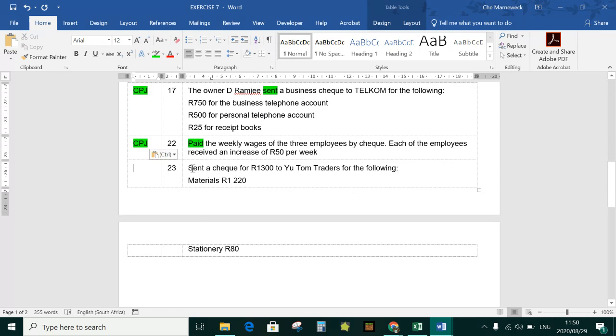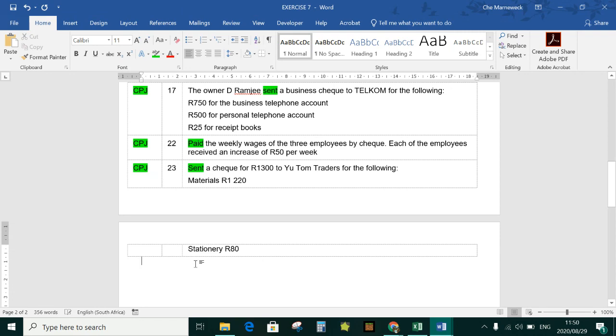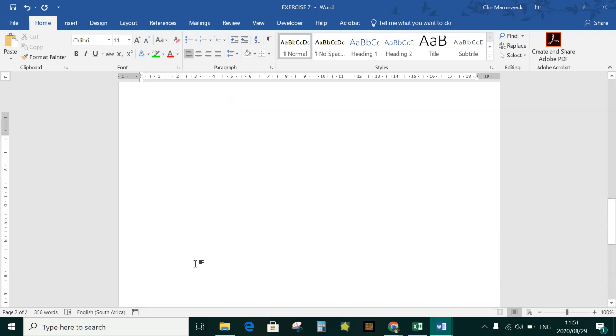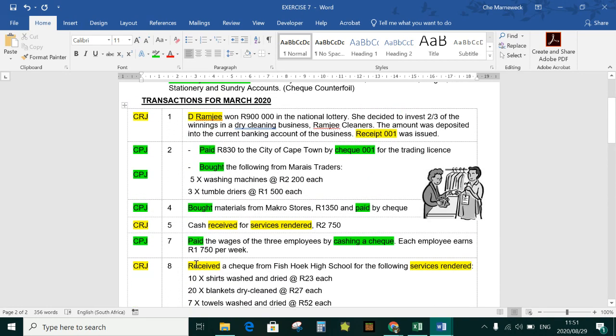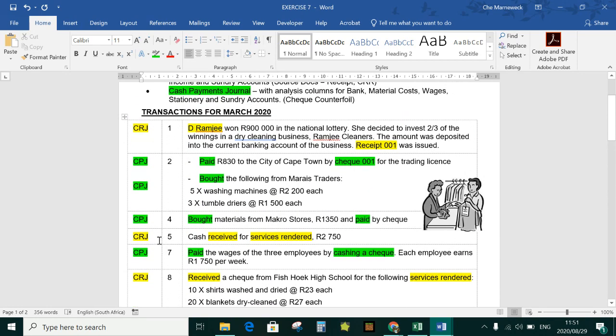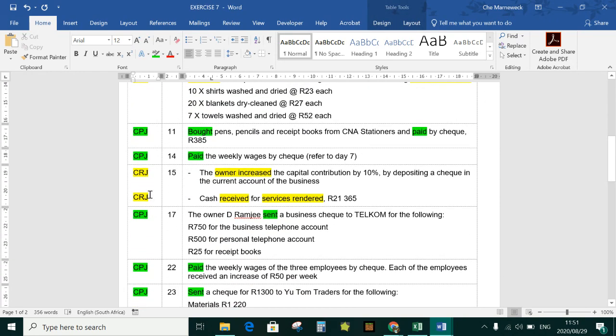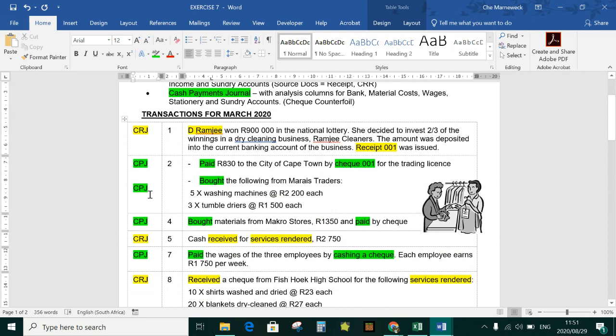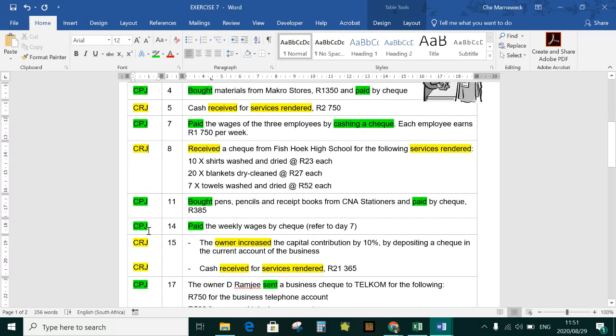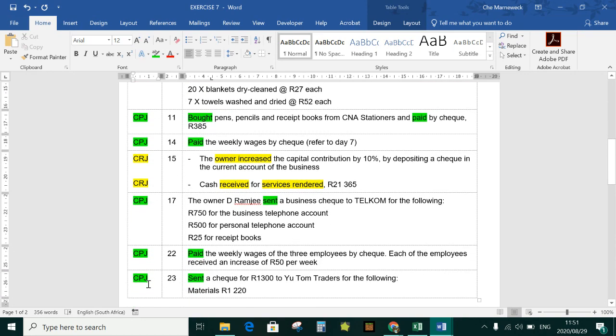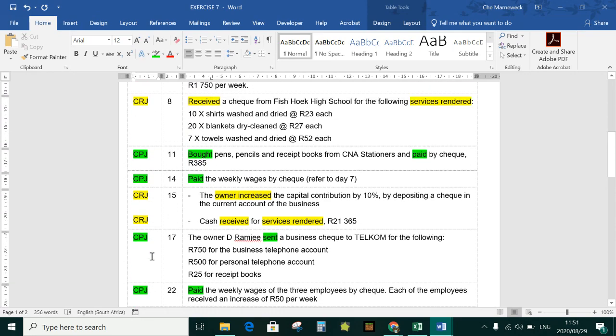Day 23, sent a check. If we are sending a check, we're going to be paying money. So that would be recorded in the cash payments journal. It's at the end of the month. Okay, so that's the end of the month. So if we go back, we can see 1, 2, 3, 4, 5 transactions go in the cash receipts journal. 1, 2, 3, 4, 5, 6, 7, 8, 9 will go in the cash payments journal.